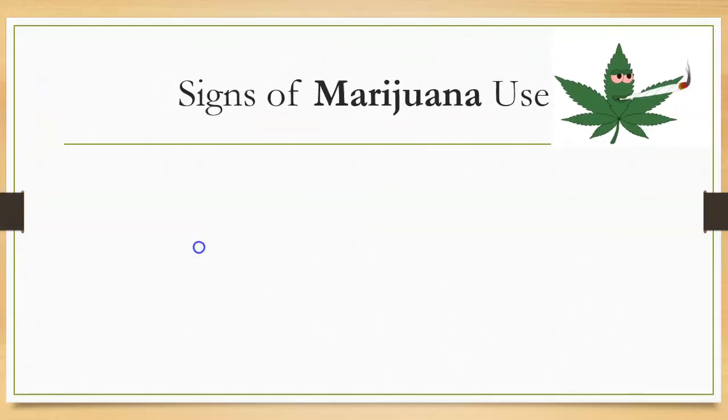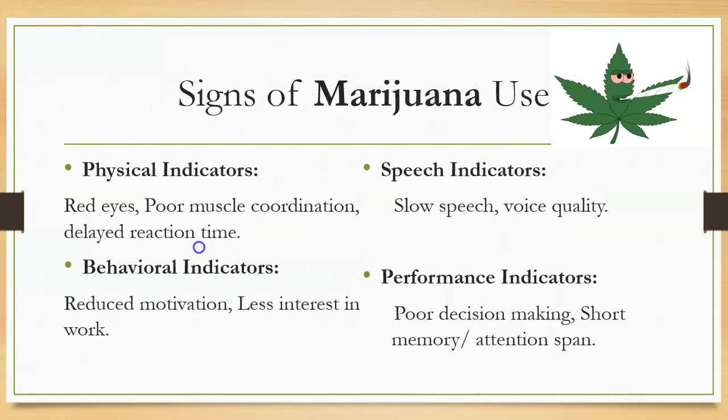We'll start off by identifying the indicators of signs of marijuana. So, in an employee, when looking for physical indicators, you can look for red eyes, poor muscle coordination, delayed reaction time. Some behavioral indicators may be reduced motivation and they have less interest in the work that they're doing. A speech indicator you can look for would be slow speech or the voice quality that they use when talking. And a performance indicator may be poor decision making or poor memory, along with short attention spans while performing the job duties.